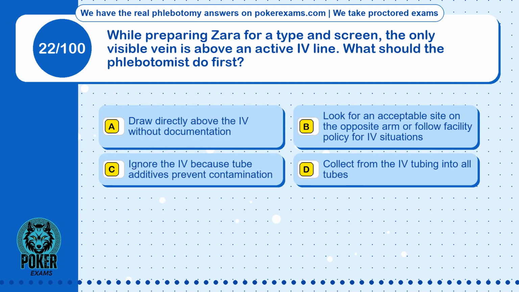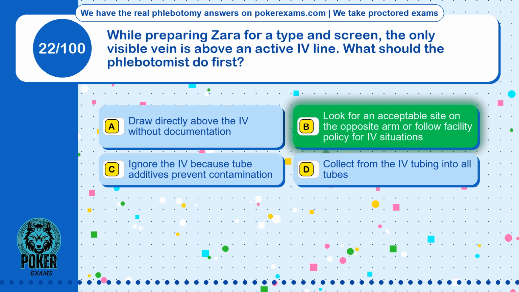Question 22. While preparing Zara for a type and screen, the only visible vein is above an active IV line. What should the phlebotomist do first? Option A. Draw directly above the IV without documentation. Option B. Look for an acceptable site on the opposite arm or follow facility policy for IV situations. Option C. Ignore the IV because tube additives prevent contamination. Option D. Collect from the IV tubing into all tubes. The correct answer is option B.